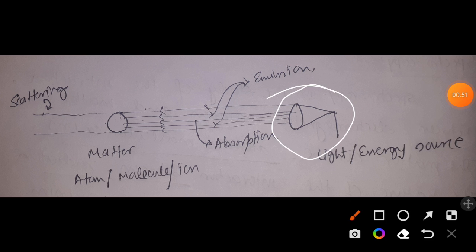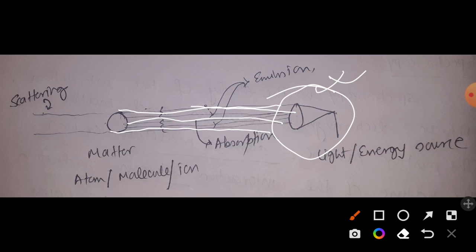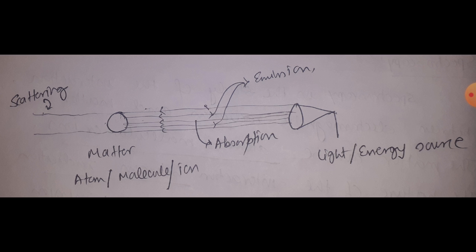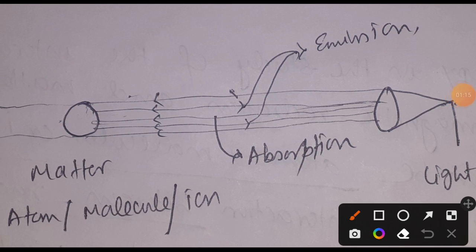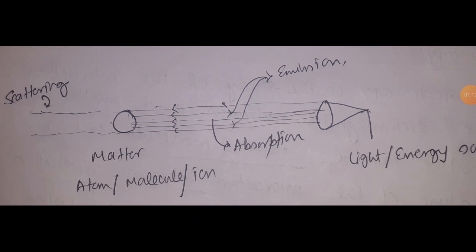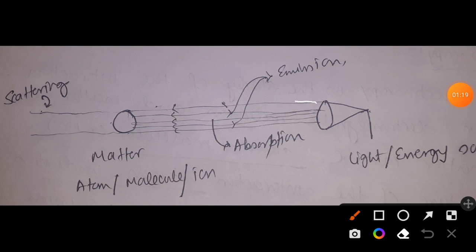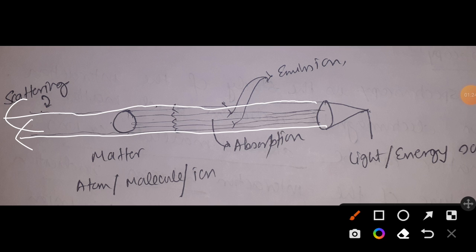Suppose let's consider this thing as a light or electromagnetic radiation source, and this is a matter. So light or energy will be imparted on the matter. Now what will happen? There can be three conditions that can happen. Some of the light or energy will just pass through the matter.